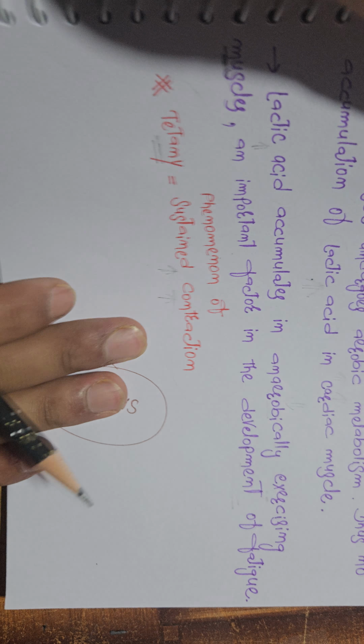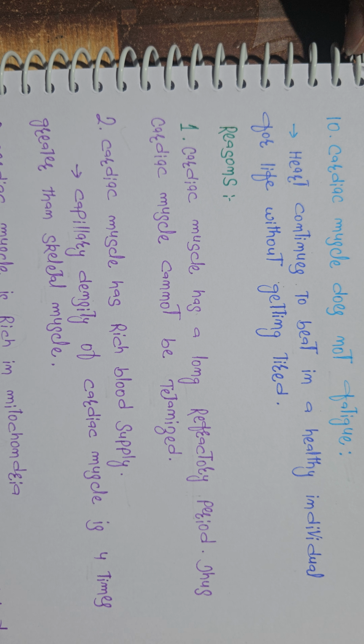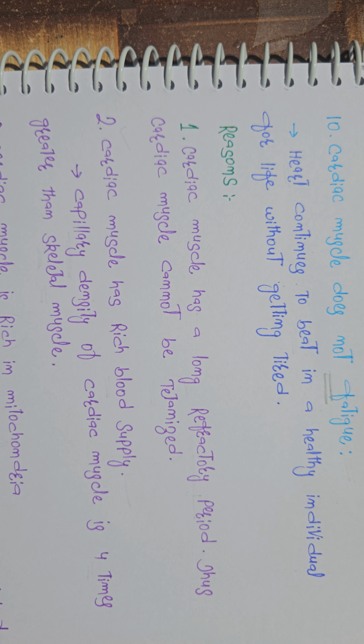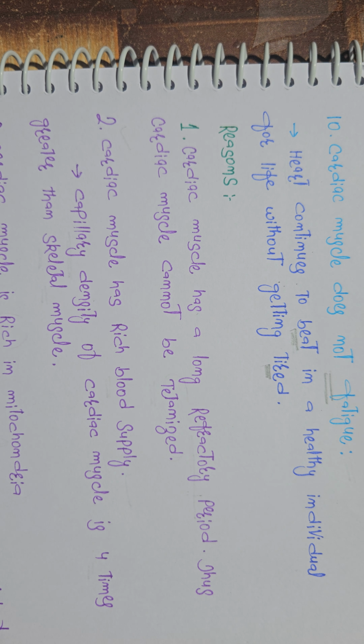Now we move on to physiological characteristic number 10, that is the last physiological characteristic. It states that cardiac muscle does not fatigue. Meaning that the heart in a healthy individual beats for life without getting tired. It does not get tired. Clearly, what are the reasons why cardiac muscle does not fatigue?